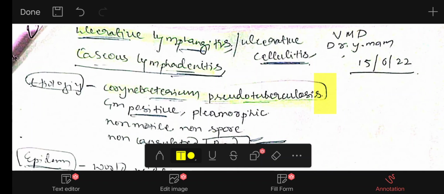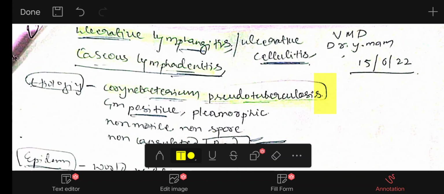The ulcerative lymphangitis involves two words, ulcer and lymphatics. An ulcer is a wound which has lost the tendency to heal and which has uneven borders of the ruptured wound. And the lymphatics are nothing but the lymph vessels which connect to the lymph nodes all along the body. And this disease is also called caseous lymphadenitis.